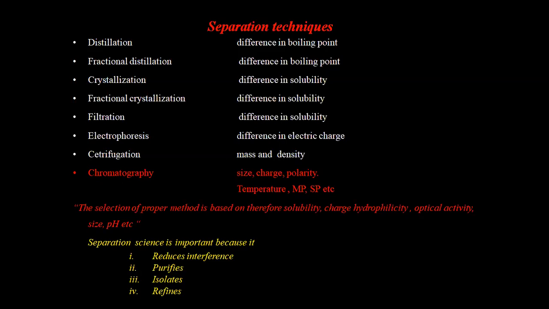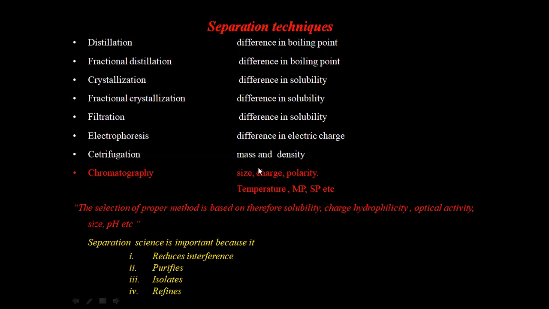Similarly, a simple example of filtration is that you have sugar or salt with impurities like sand or anything which is not soluble in water. You can filter them because of their difference in solubility, and you can separate them out. So the important thing is that different techniques exploit different properties to bring out the separation. But what is different in chromatography is that it is not based on a single property.